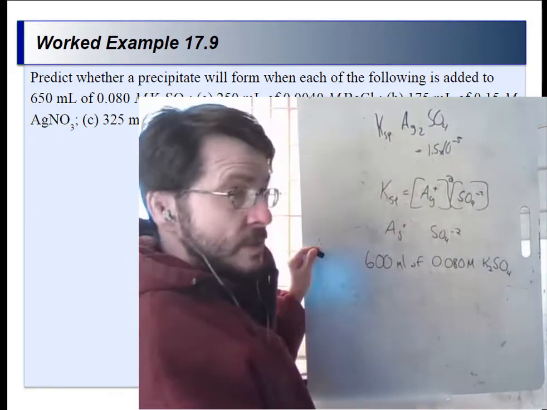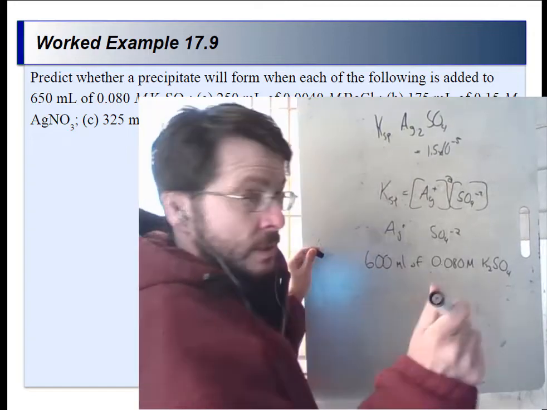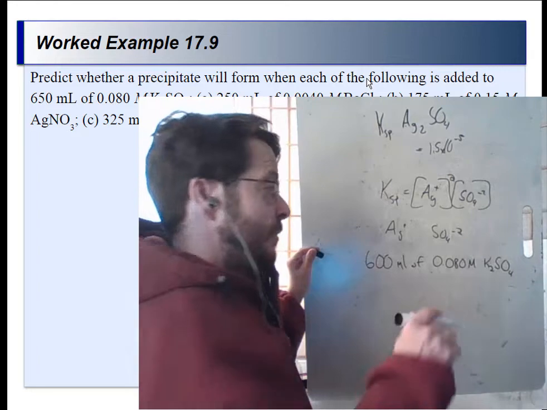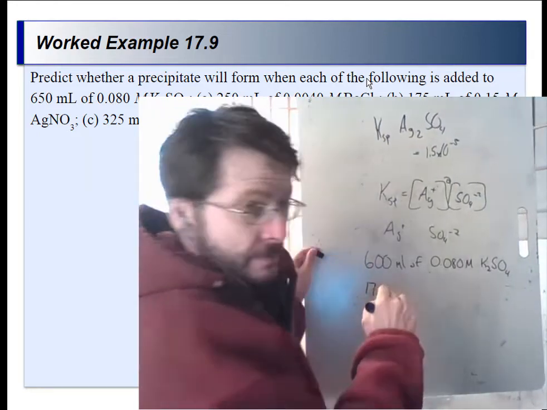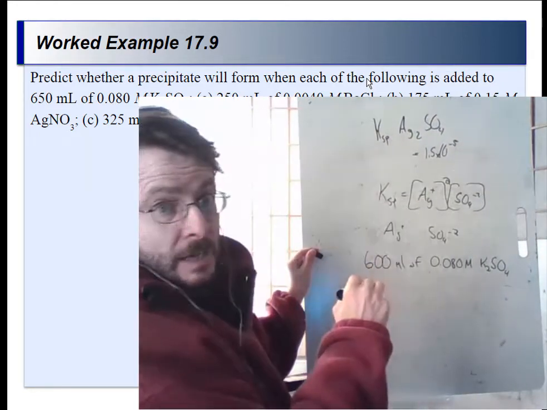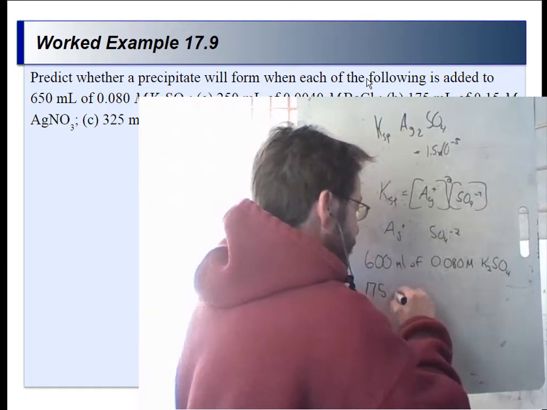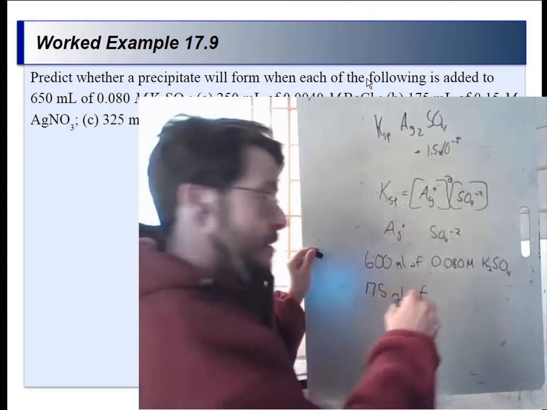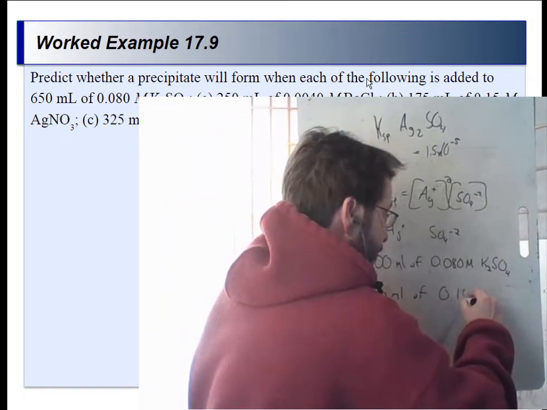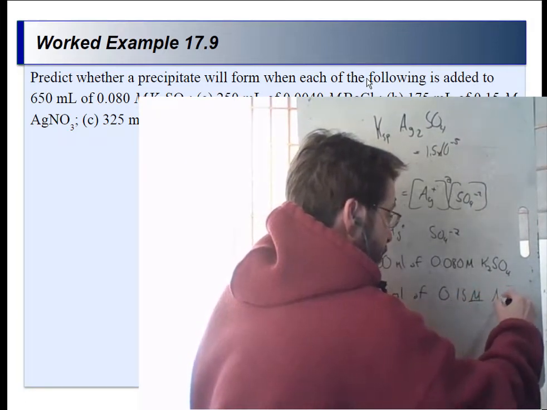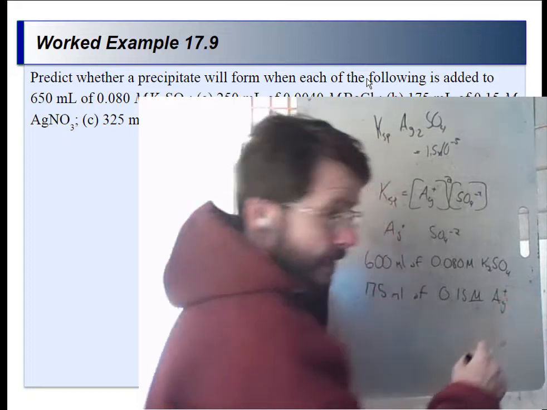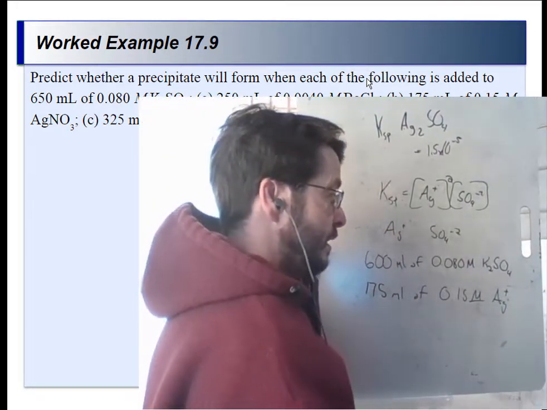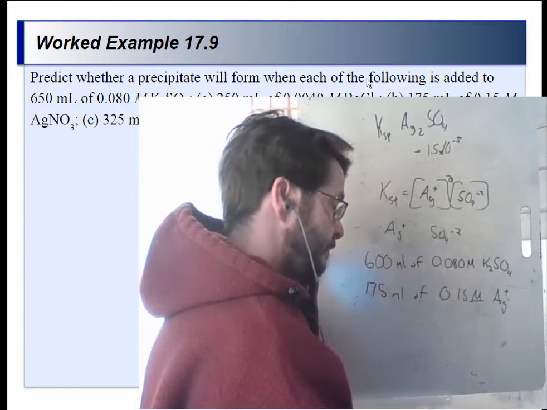and so all we need to do is figure out the concentration. If we took a 600 mL solution of 0.1 molar sulfate, the second one in this example here, and we mixed it with 175 mL of a 0.15 molar silver solution, that's silver nitrate, so monosilver, will it produce a precipitate?